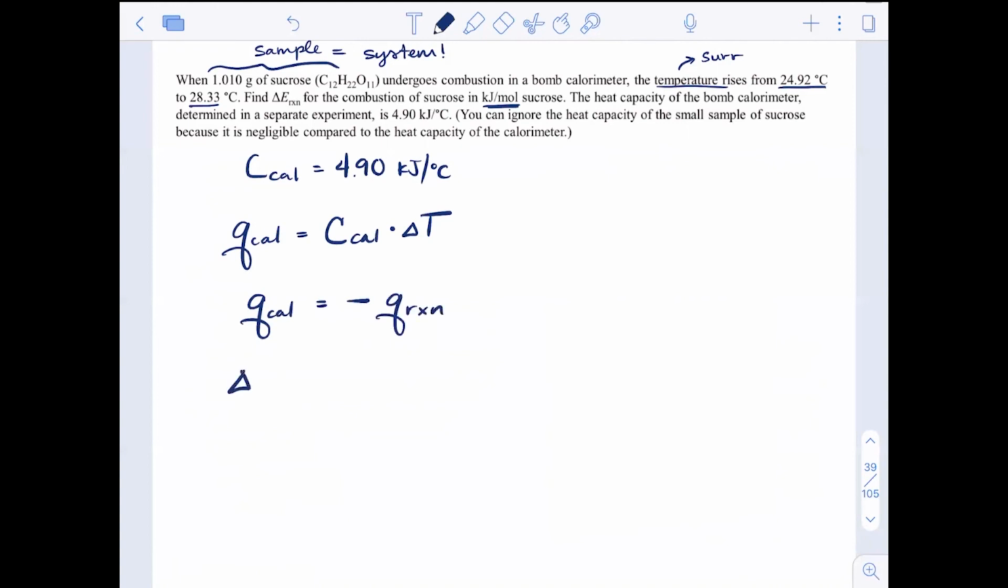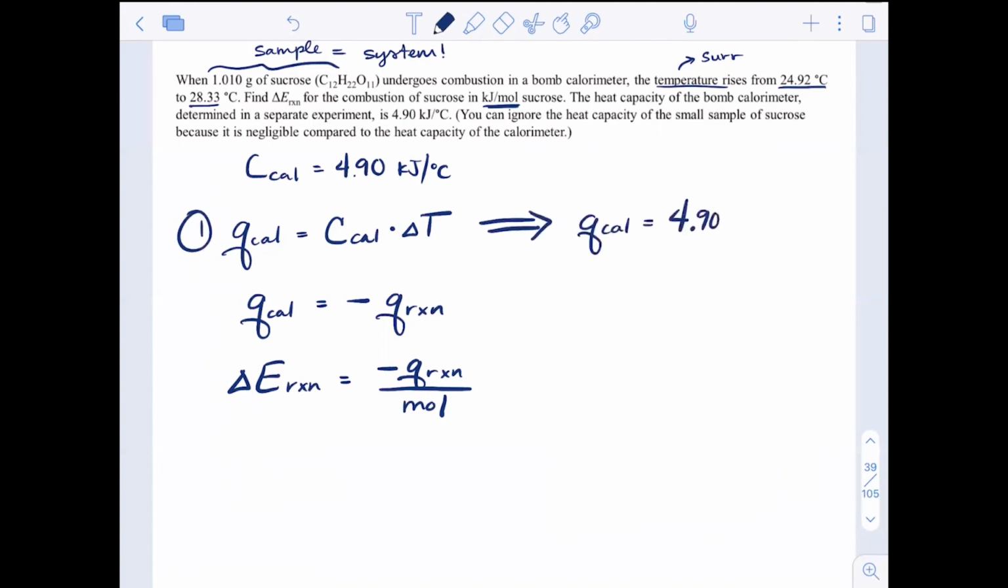And then to get the delta E of that reaction, the only difference between Q of the reaction and delta E is the units. We do have to divide by the moles of sucrose that we will be utilizing in this reaction. All right, so it's just that little extra last step. So first step, let's calculate Q of the calorimeter. Q of the calorimeter is going to be 4.90.